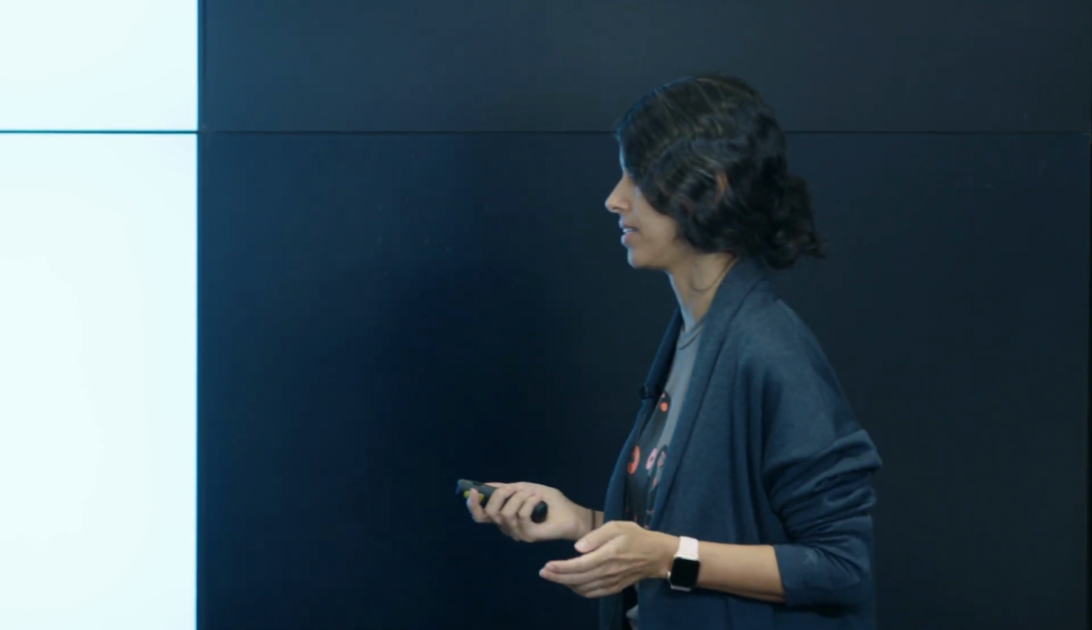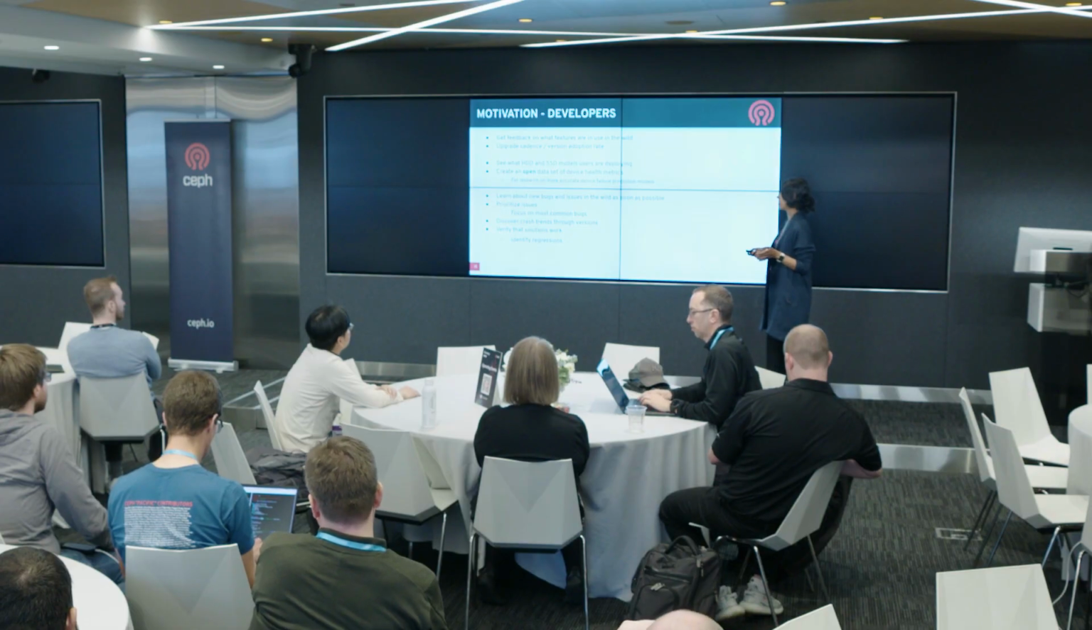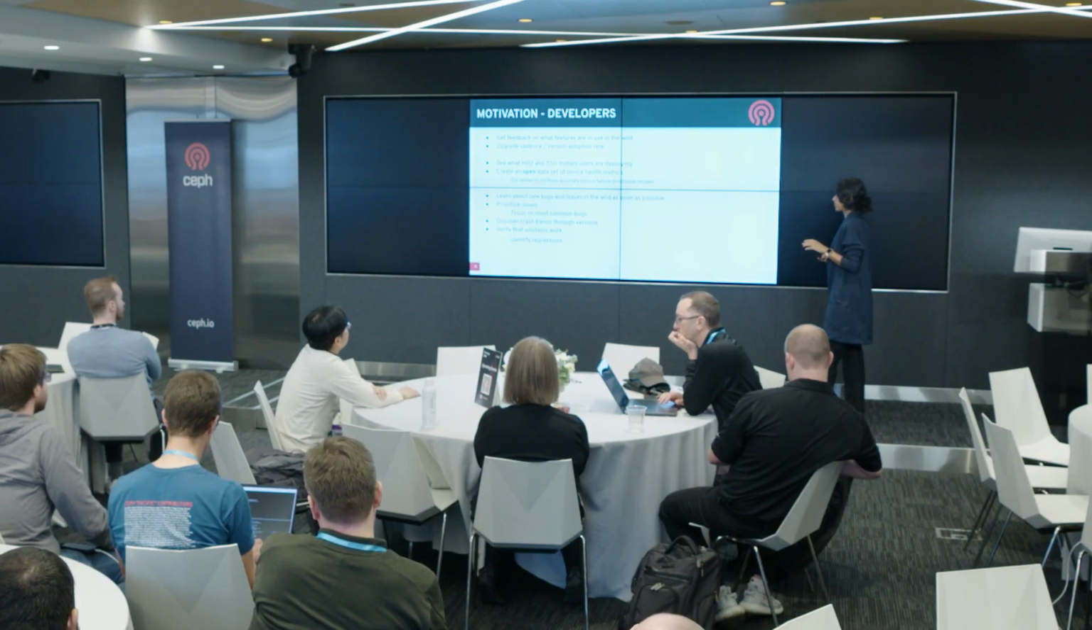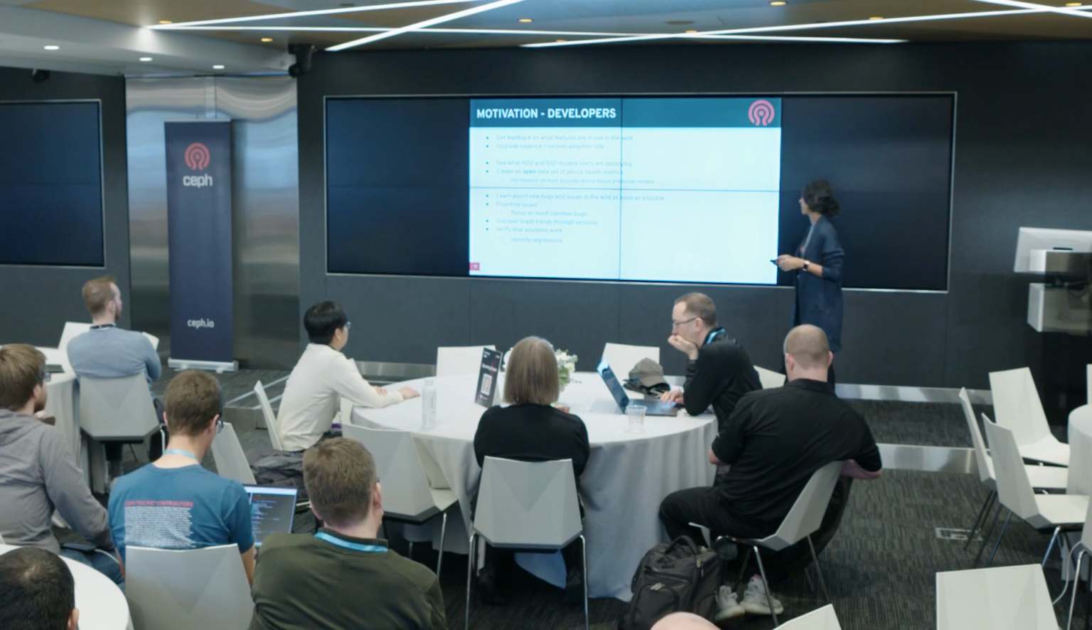With the crash data, we can learn about new bugs that are happening as soon as possible. It also helps us to prioritize issues by focusing on the most common bugs, so we can see how many clusters are experiencing a specific issue. And it allows us to discover trends throughout versions of specific issues.